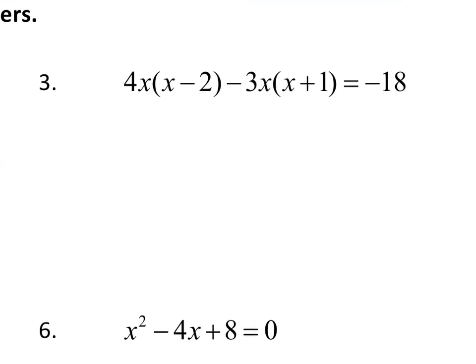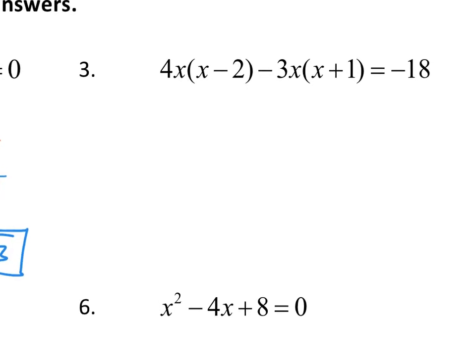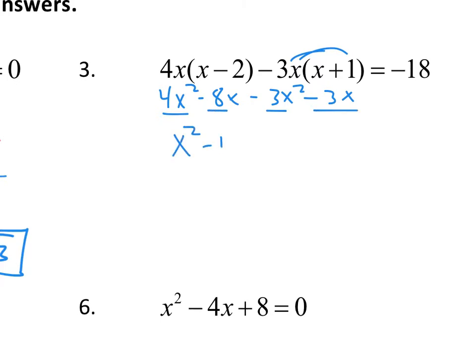All right, this guy right here, we are going to have to multiply this whole thing out. So let's go ahead and do some distribution here. And we get 4x squared minus 8x. Distribute the negative 3x. We get negative 3x squared minus 3x. Multiplying that out there. All right, combine like terms. We've got the 4x squared minus 3x squared, that's 1x squared. Negative 8x, negative 3x, that's negative 11x.